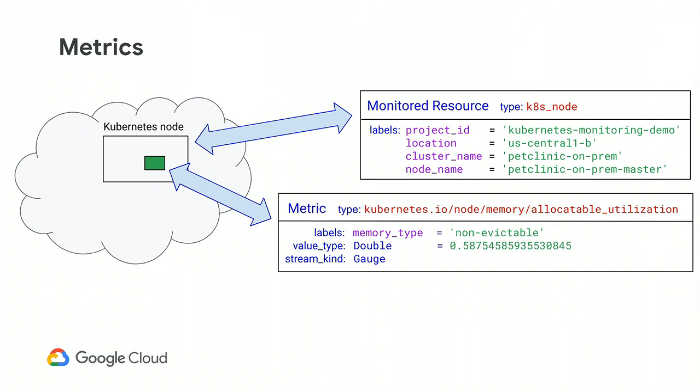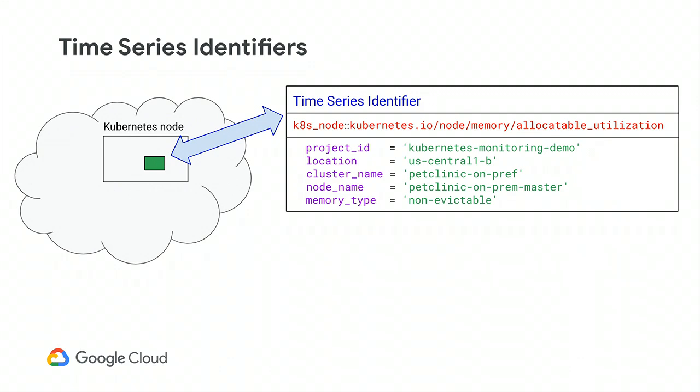Now, these two things together uniquely identify a stream of data that we might be interested in collecting, and we put them together in what's called a time series identifier. The name of that time series identifier includes both the resource name and the metric name, has all of the labels from both the resource and the metric, and this uniquely identifies a stream of data that's coming in from the cloud to Stackdriver to be recorded.